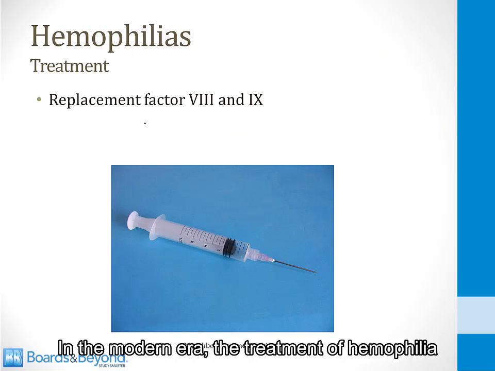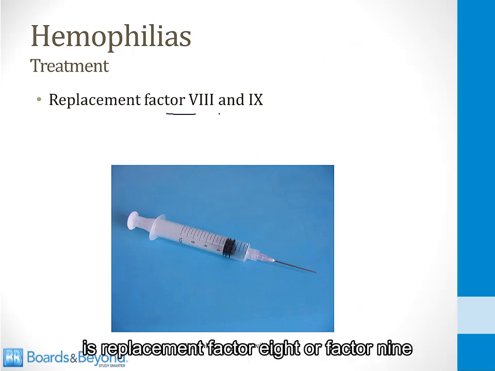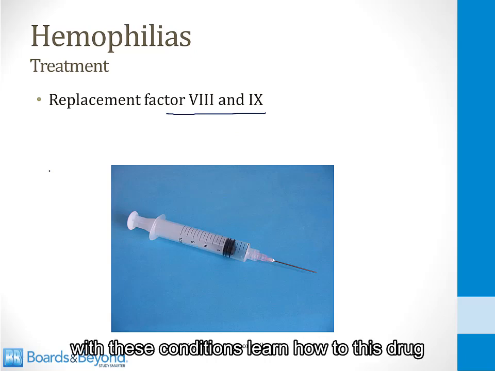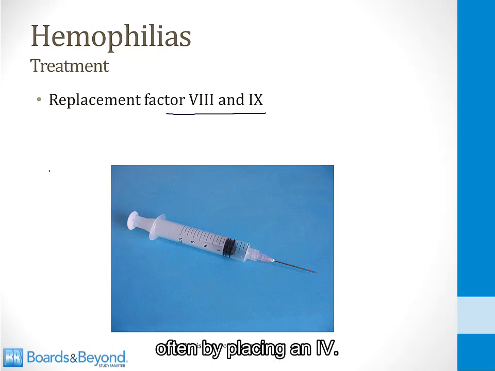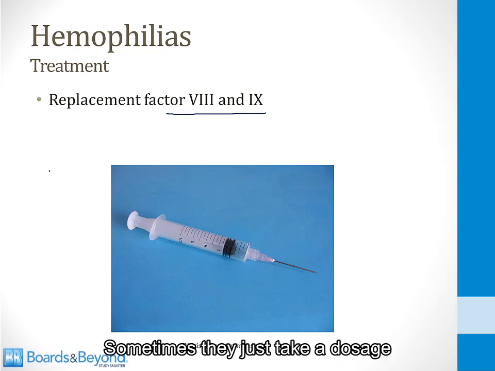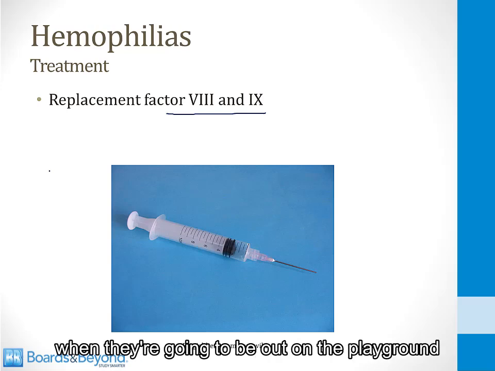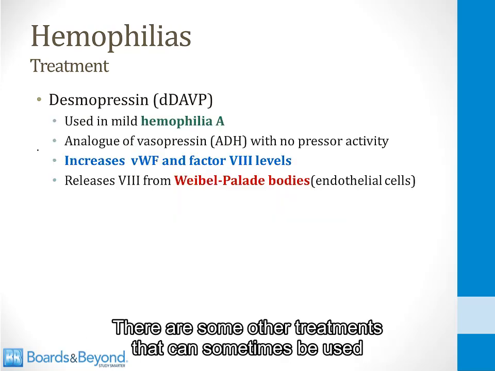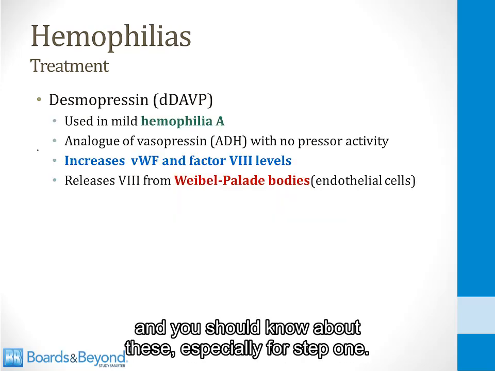In the modern era, the treatment of hemophilia is replacement factor 8 or factor 9. Children and the parents of children with these conditions learn how to administer this drug, often by placing an IV. Sometimes the children receive scheduled dosages. Sometimes they just take a dosage when they're going to be out on the playground and doing things where they might get banged up.